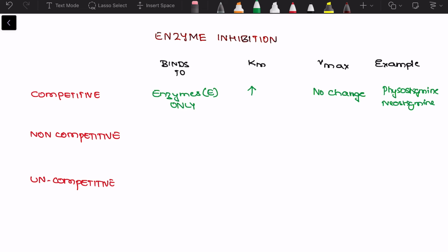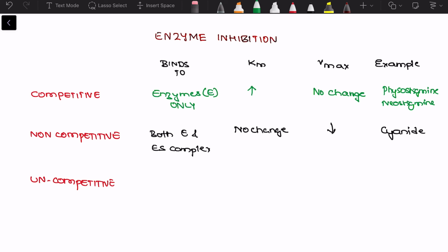So moving on to non-competitive inhibition. In the non-competitive type of inhibition, the non-competitive inhibitors bind to both the enzyme as well as the enzyme substrate complex. So remember, the competitive inhibitor was binding only to the enzymes, whereas the non-competitive inhibitor binds both to enzymes as well as the enzyme substrate complex, and there won't be any change in the Km value, but the Vmax decreases. Vmax decreases. An example for non-competitive inhibition is cyanide.